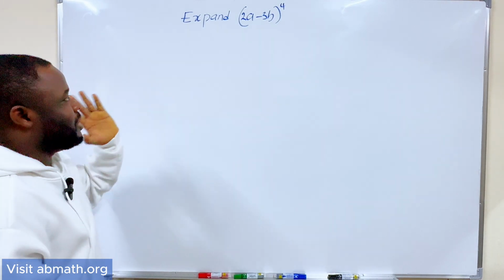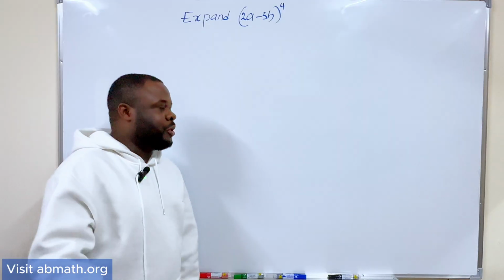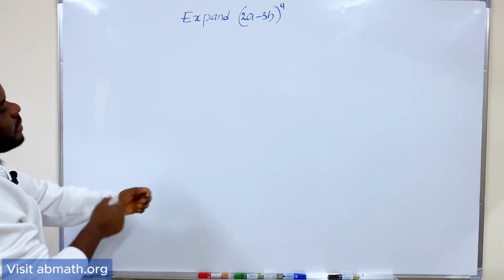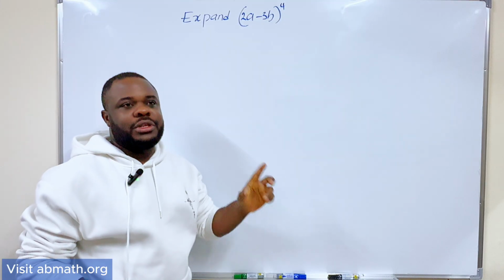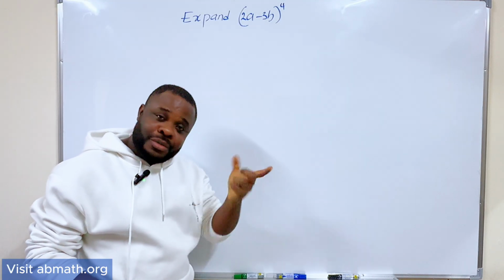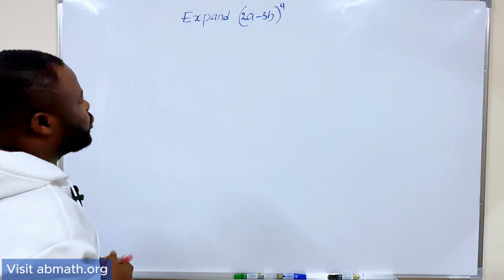All right, we are asked to expand this binomial. So we are going to use the combination method to expand it. Now the first thing you need to do whenever you see a binomial expansion is find your binomial coefficients, and you will use your combination methods to get it.